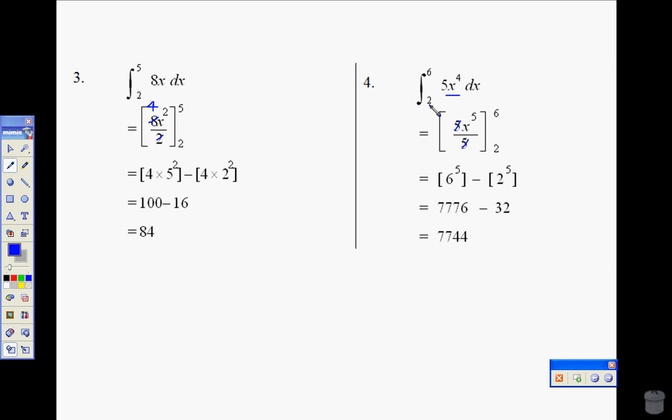When we do that, between 2 and 6, so we write our 2 and 6 down there, and we get 6 to the power of 5 minus 2 to the power of 5. Do our calculation, gives us 7,744.